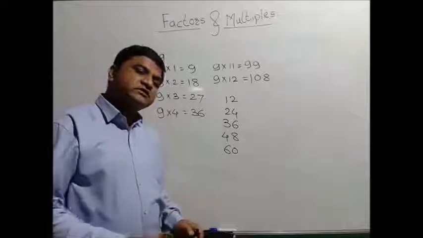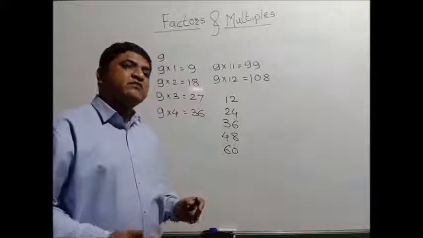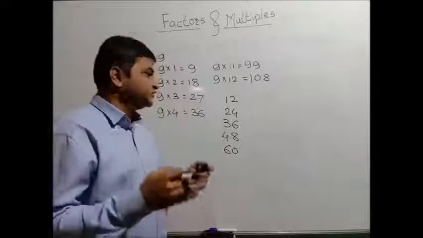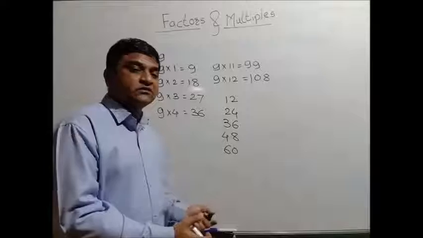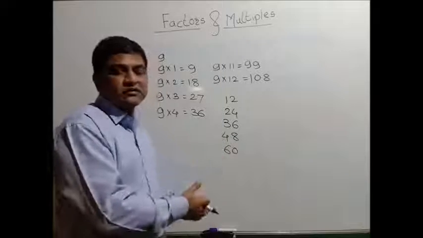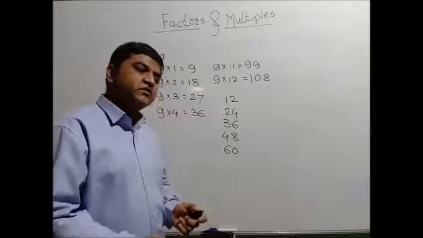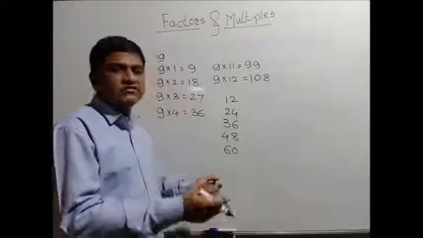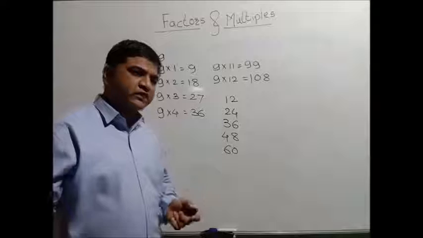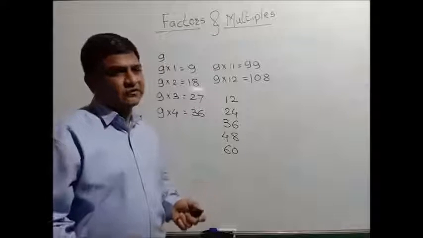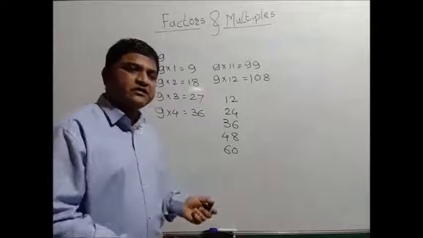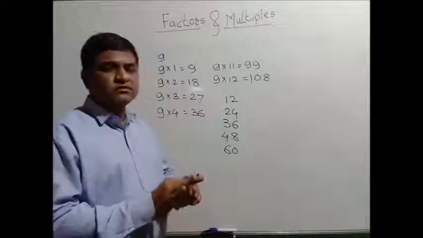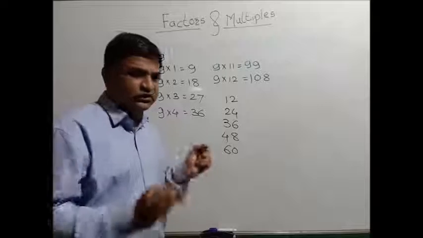So what are multiples? Multiples are nothing but the multiplication table of a number. So you may be asked to find the first 5 multiples of a particular number, or maybe the first 10 multiples of a particular number. Don't worry about it. We just multiply the number by 1 to 10 and we get the multiples of that number. So the multiplication table gives the multiples of that number. The concept of multiples is that easy.